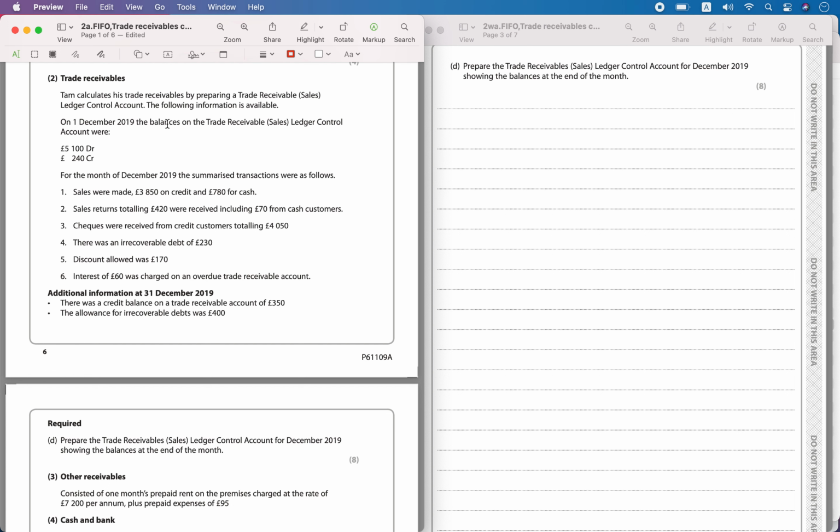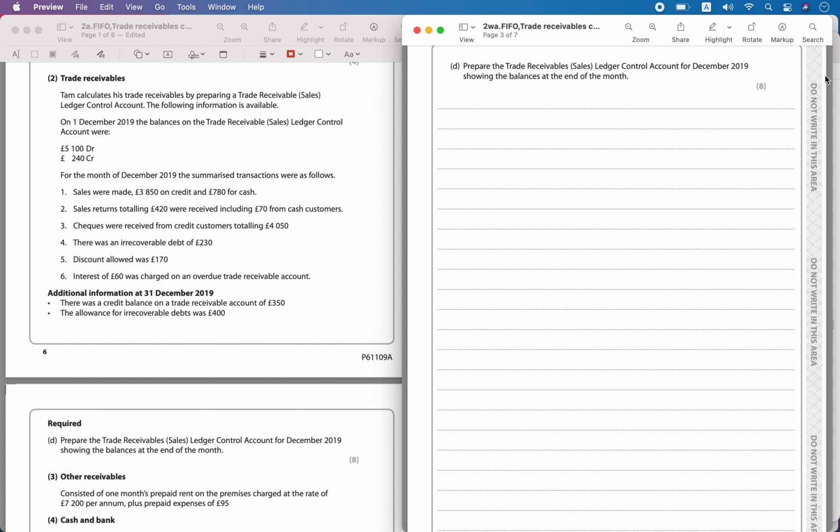As on 1st December 2019, the balances on trade receivables ledger control account were like this. On the debit side, it was 5,100. On the credit side, it was 240. So let's start preparing and try to adjust for these also. Okay. So let's prepare trade receivables ledger control account.